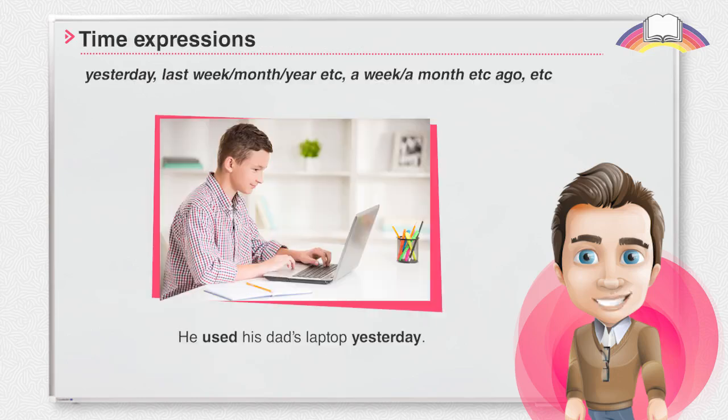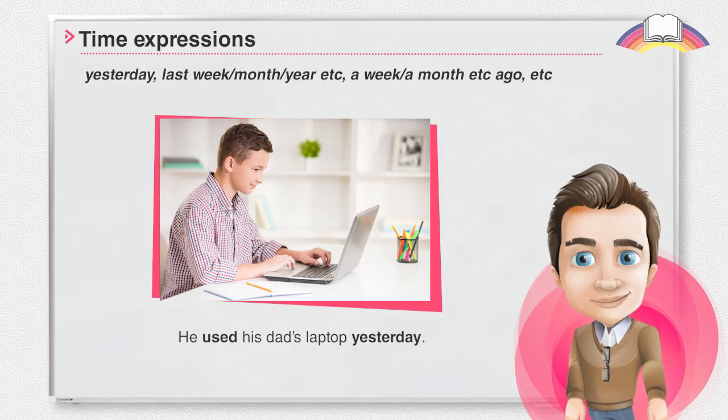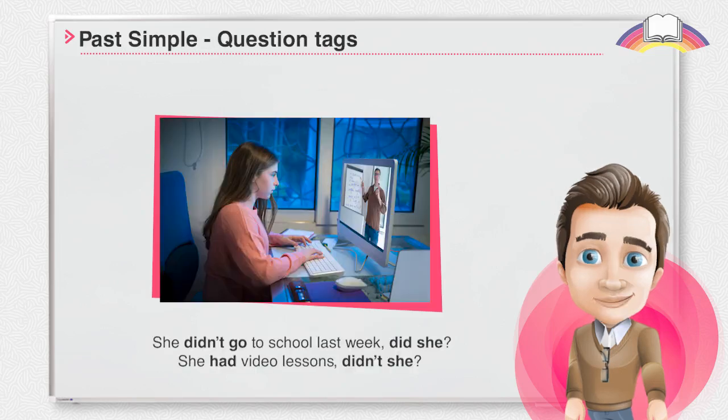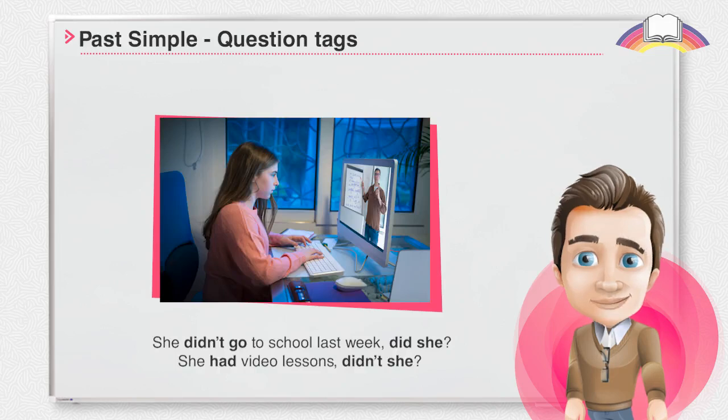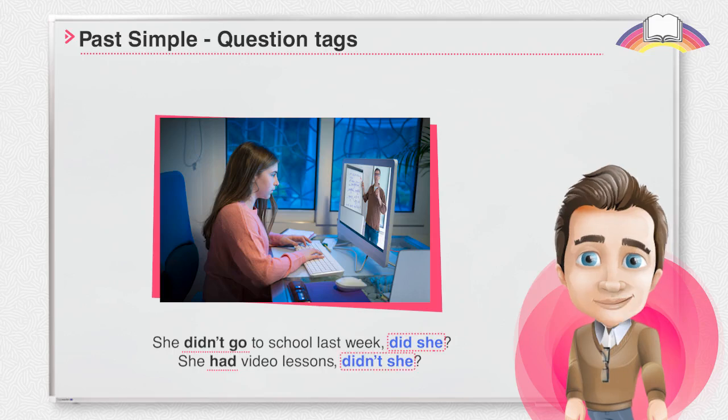We use time expressions like yesterday, last week, last month, last year, etc., a week, a month, etc. ago, etc. with the past simple. He used his dad's laptop yesterday. To form question tags in the past simple, we use did or didn't. Look at the examples. She didn't go to school last week, did she? She had video lessons, didn't she?